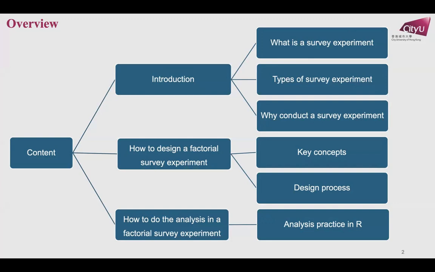Following this, in the second part, we will focus on a specific type of survey experiment called the factorial survey experiment, which is now a widely used method in peer research. I will introduce the key concepts first, like what is a vignette, what is the between subjects design or within subjects design, and then I will go through the whole design process of a factorial survey experiment. And finally, I will give you a case data to show you how to do the analysis in R.